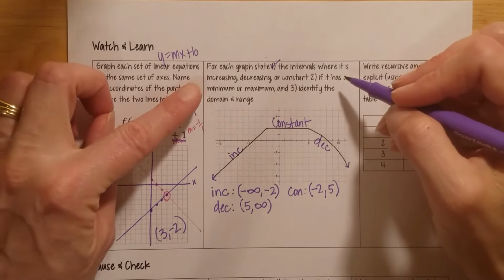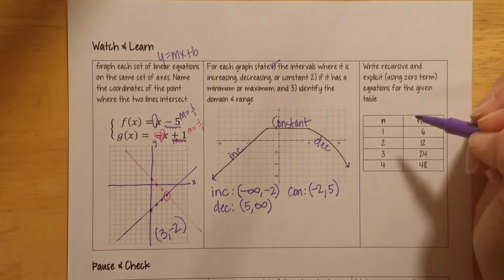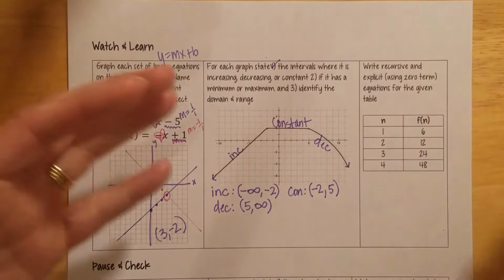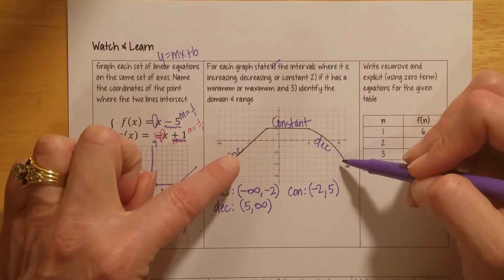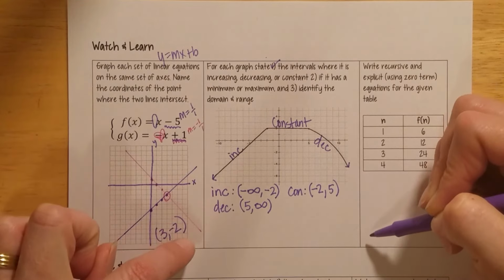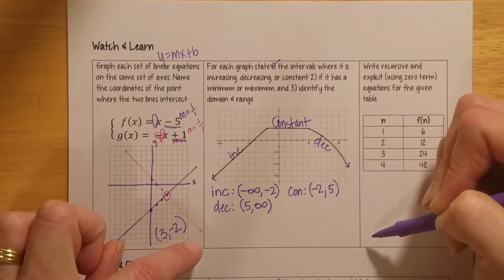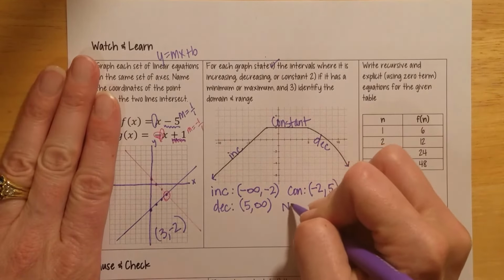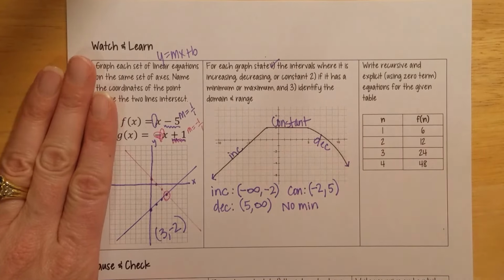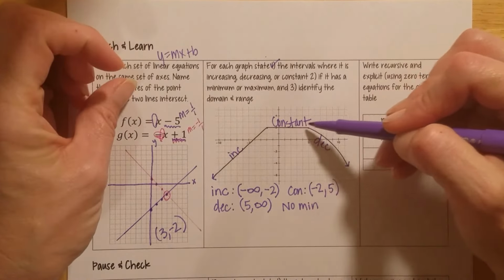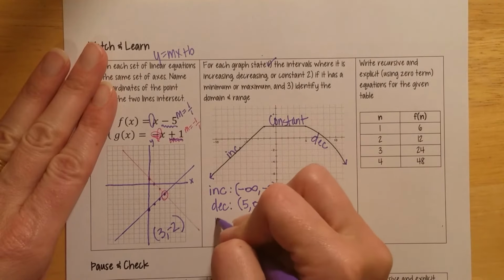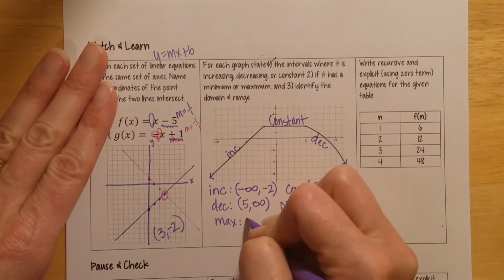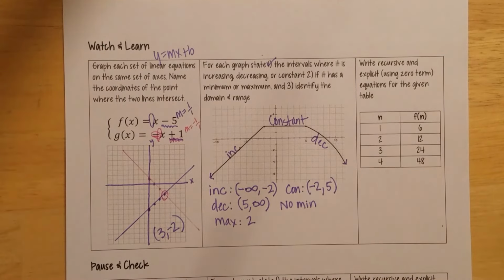Number 2 says, does it have a minimum or a maximum? Well, it has no minimum, because remember with minimums and maximums, we look at y values. And the minimums just keep going further and further down into the negative y's. So there's no minimum. But my maximum is right here where this straight line is, and that is at y equals 2. So my max is at 2. All right, so that's number 2 answered.